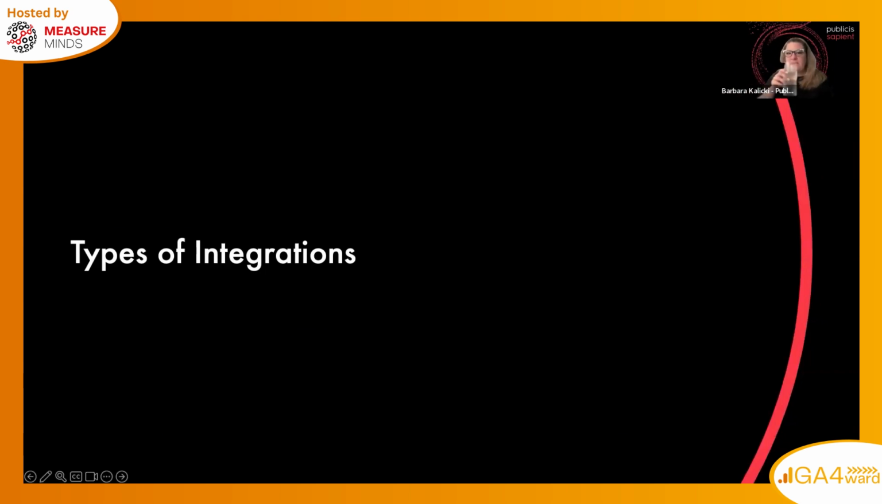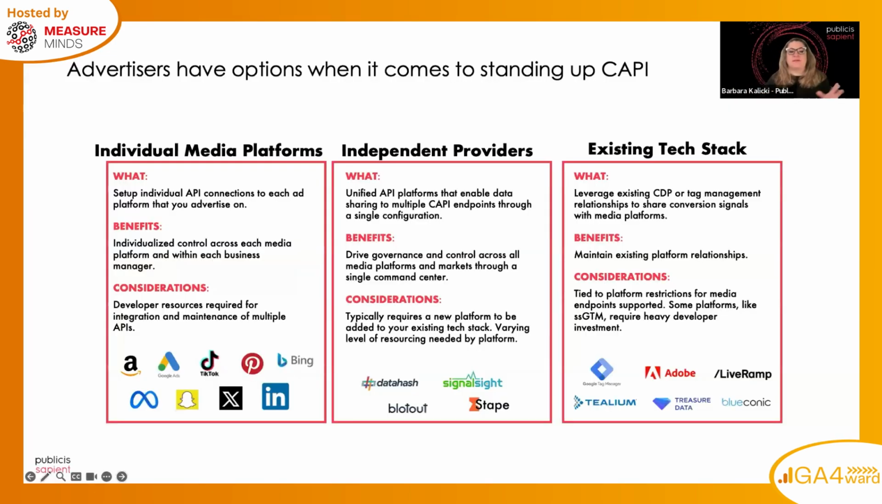Now we'll review the integrations for CAPI. So there are 3 types of integrations. There are the individual media platforms, which we've been talking about. There are independent providers, which are the providers that can stand it up for you. And the way you choose which integration to use will be based on several different factors. I have a slide after this that has some questions you can answer to help you decide whether you want to use your existing tech stack or an independent provider, or just connect directly from the media platforms. There are different considerations for these as well.